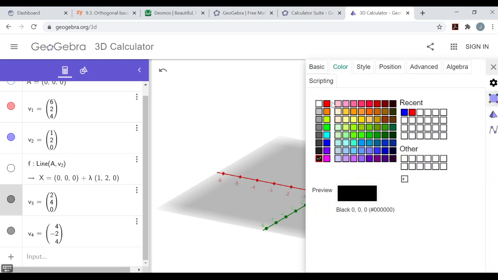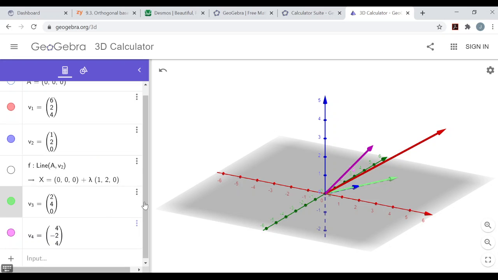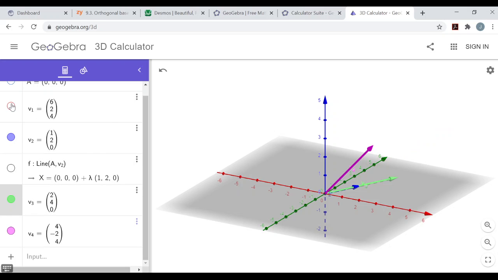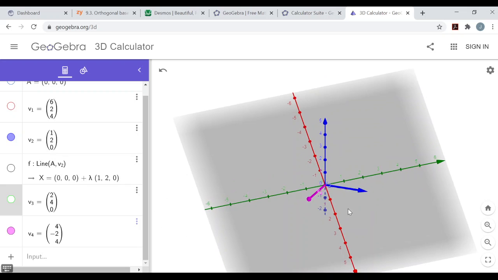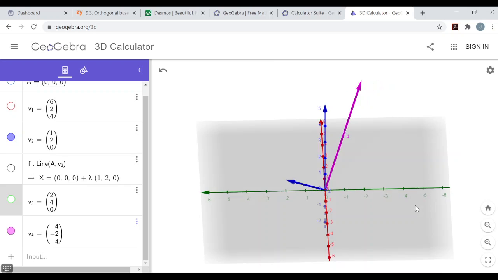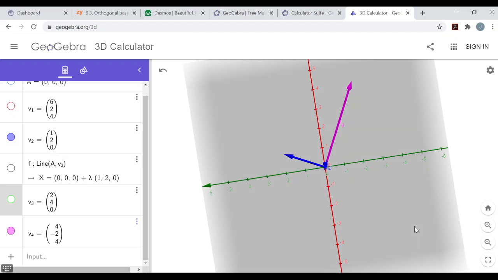So let's color this one green and this one purple. Why not? All right. So if you look now, see this purple vector. The vector v was 1, 2, 0. Let me leave that up. I'll leave up the vector 1, 2, 0 and that purple vector. And look at these, right? They definitely form a 90-degree angle. Look at it this way. You can see that the purple vector and the blue vector are forming a 90-degree angle.